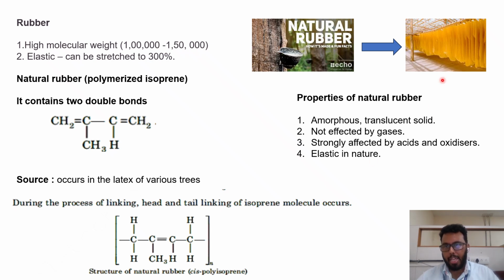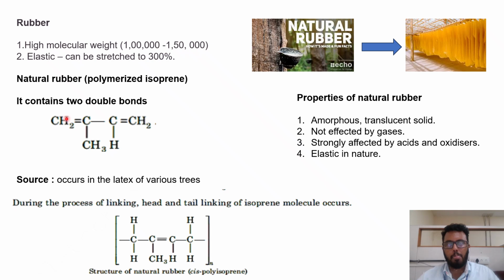Natural rubber, here you can see how the rubber latex is hung here and how it is converted into rubber. It is a high molecular weight polymer, with a molecular weight of like 100,000 to 150,000, and it is elastic. It can be stretched to 300%.